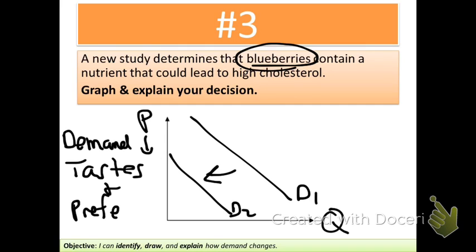A lot of demand changes occur because of a change in tastes and preferences. Do we like it? Don't we like it? What do we prefer? What don't we prefer? So that's number 3.